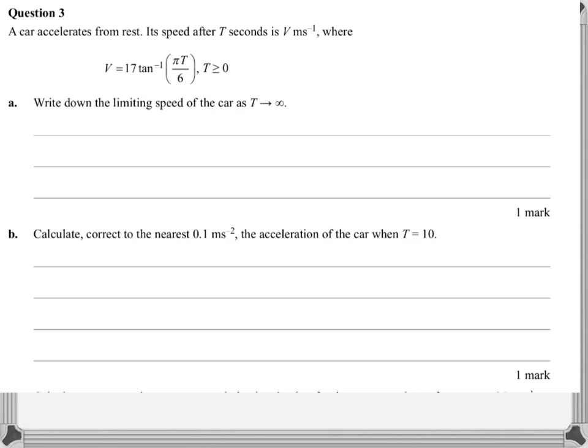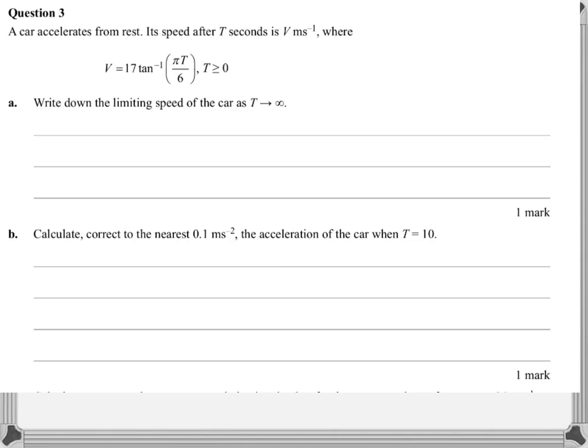Question 3. A car accelerates from rest. Rest means u equals 0. Its speed after t seconds is v. As it accelerates, the velocity, or the speed, at any value of t is given by this rule.